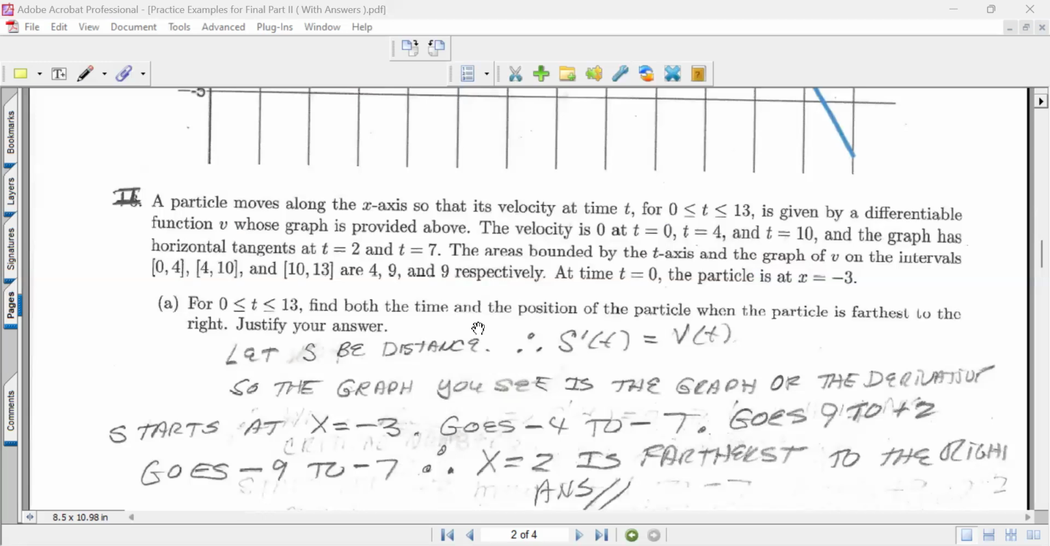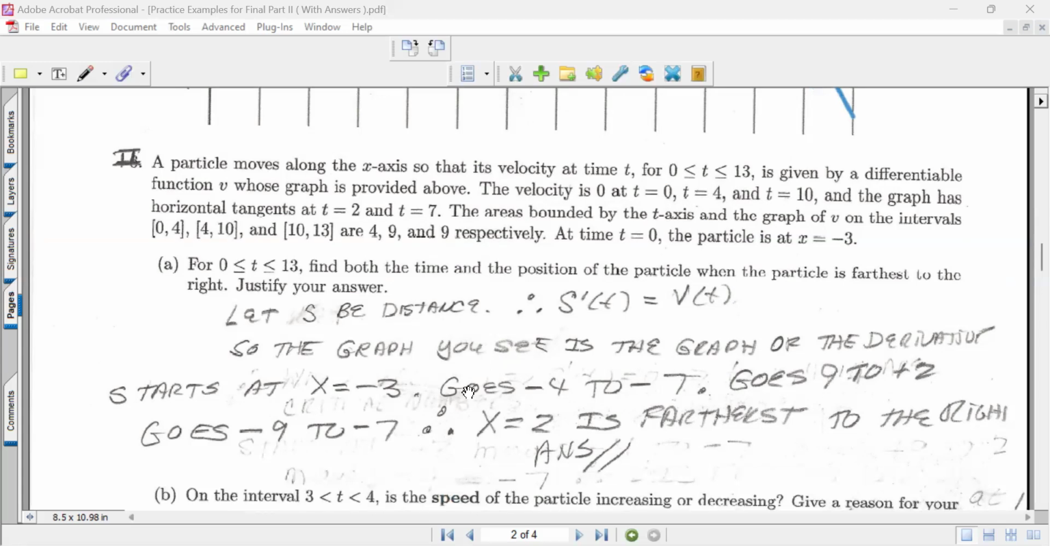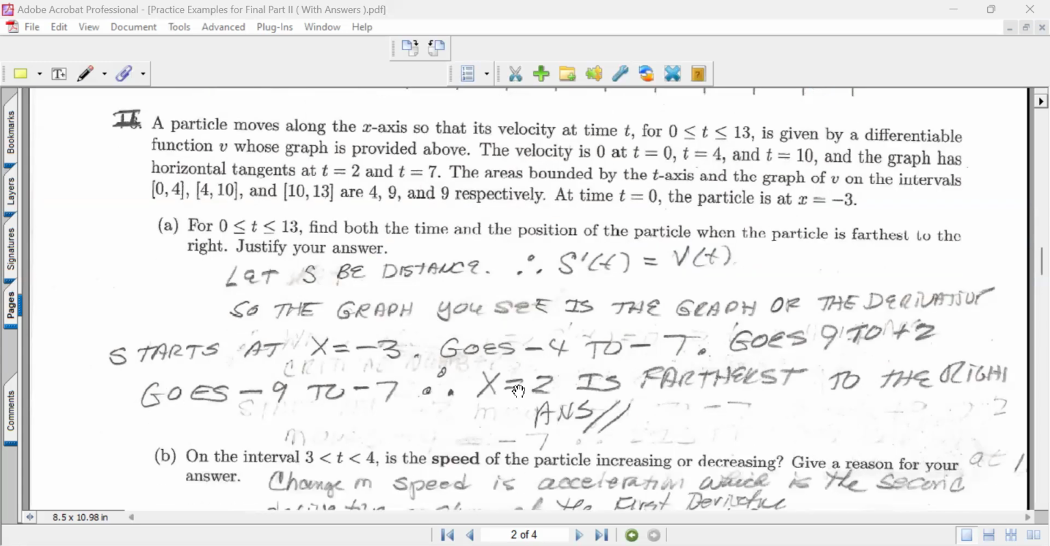But the question is, when is it farthest to the right? Well, it starts at -3, goes to -7, goes to 2, and back to -7. So what's the most right point? And the most right point is x equals 2.